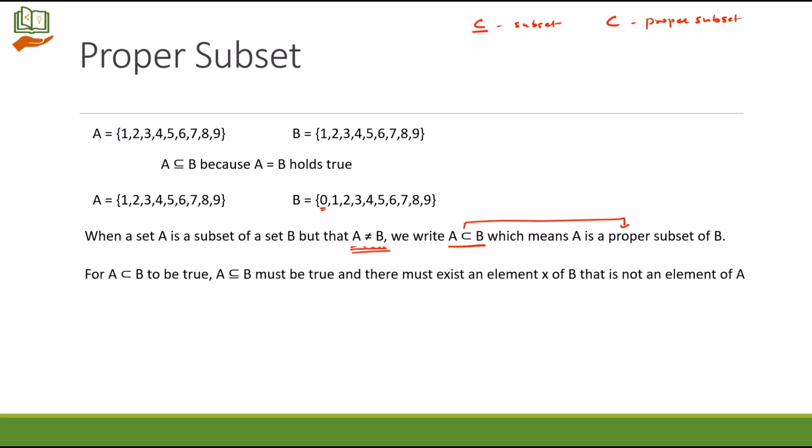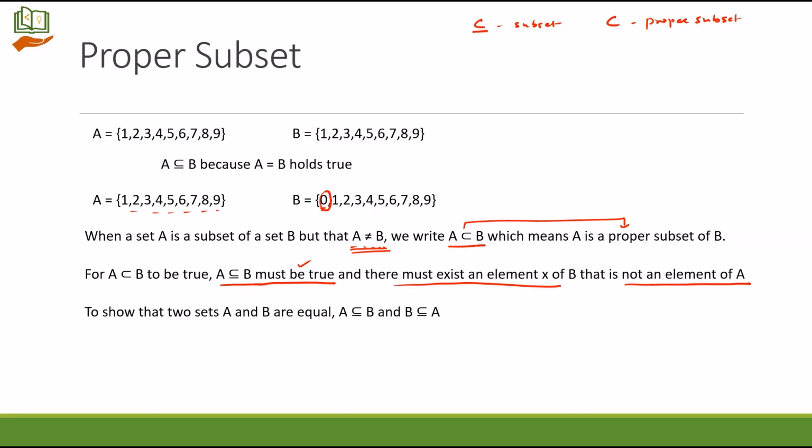For A is a proper subset of B to be true, A should be a subset of B. This must be true, and there must exist an element of B that is not an element of A. In this example, 0 is in B but not in A. At the same time, A is a subset of B. This is also true.